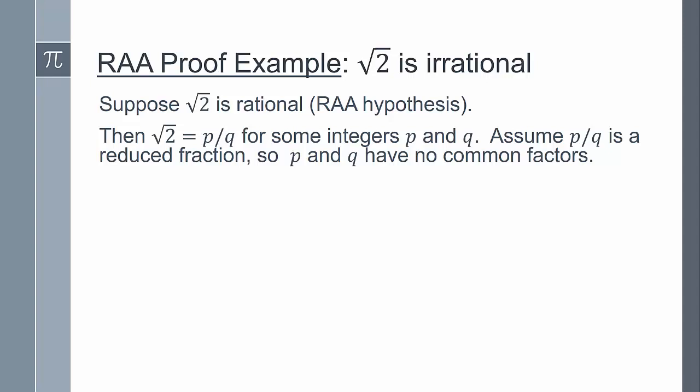But we have the square root of 2 written as a fraction of integers. And moreover, we can assume that this fraction, p over q, is actually a reduced fraction. That is, if p and q had any common factors, we could cancel them.